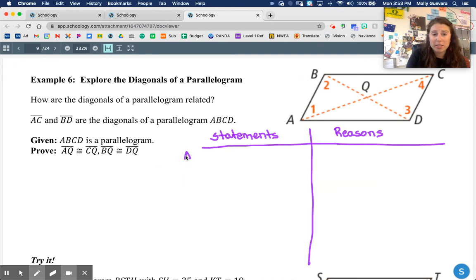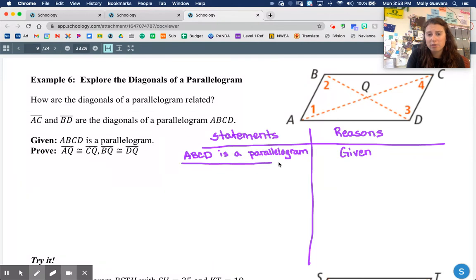Okay, so the first thing you always do is you write down what was given. So we say A, B, C, D is a parallelogram. So there's my statement. Then the question is, why can I say that? How do I know that, right? And that was given, so that's going to be my reason. It was given to me. I was told that. So that's kind of the first piece there.